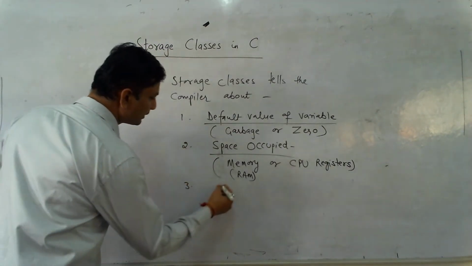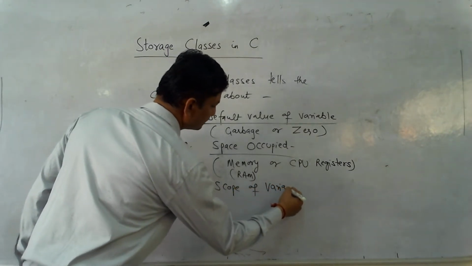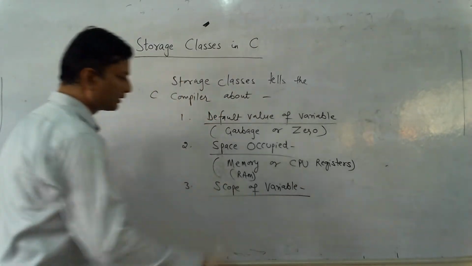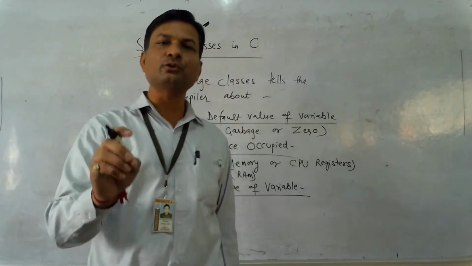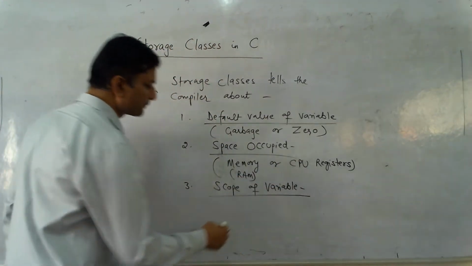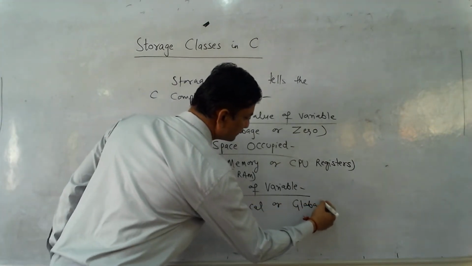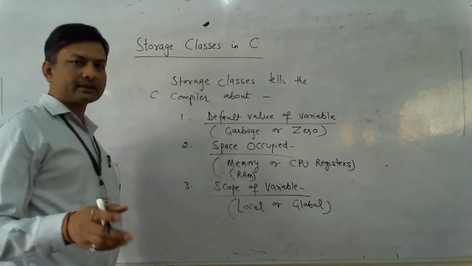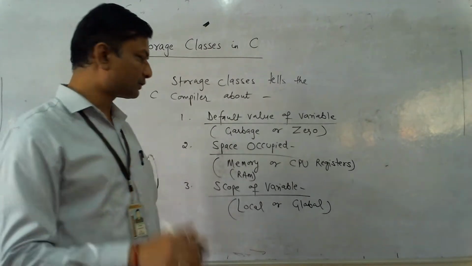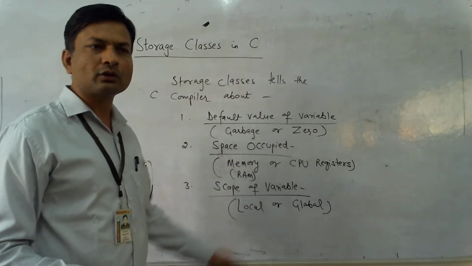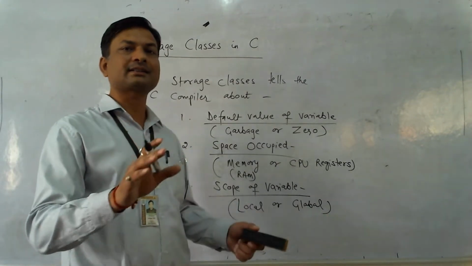Third one is scope of variable. Scope of variable means the place where we can access or use that variable. Scope can be local or global. A variable can have a local scope or a global scope. What is the meaning of local scope and global scope? That I will explain later when we discuss storage classes one by one.